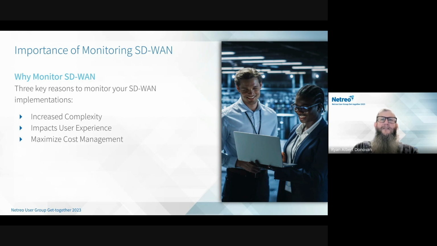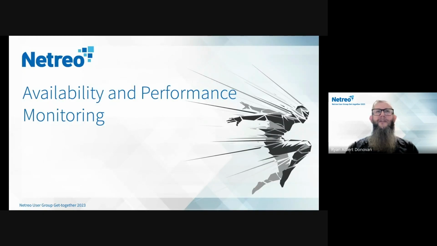In summary, monitoring in the world of SD-WAN is not just a good practice, it's a necessity. It ensures network reliability, enhances the user experience, and optimizes costs. Without it, you're operating in the dark, risking network downtime, unhappy users, and overspending. With these reasons in mind, let's dive into two key aspects of SD-WAN monitoring: availability and performance. We'll explore how to monitor these effectively with Netrio.